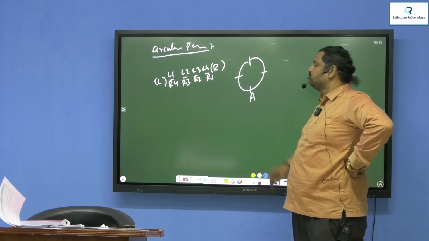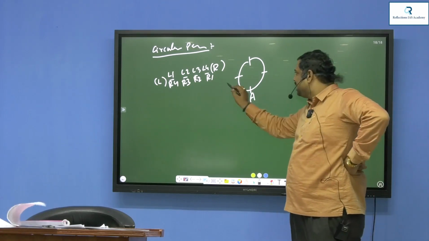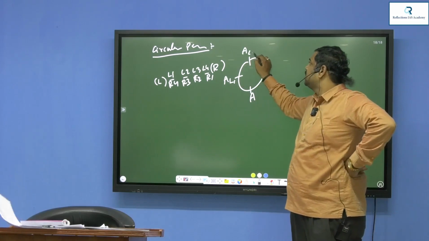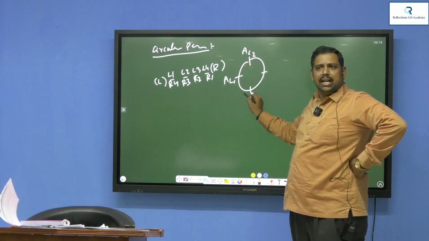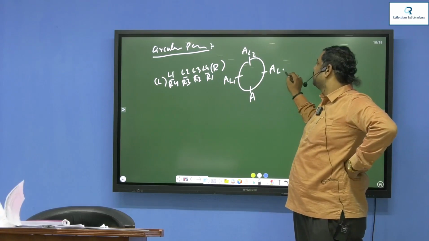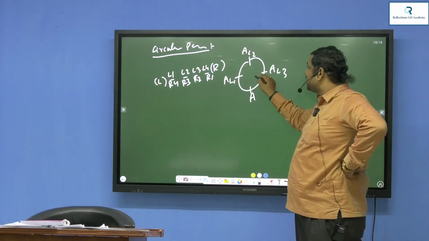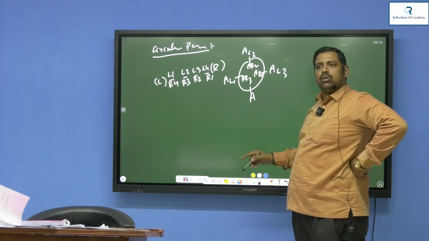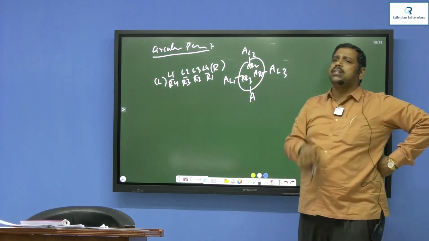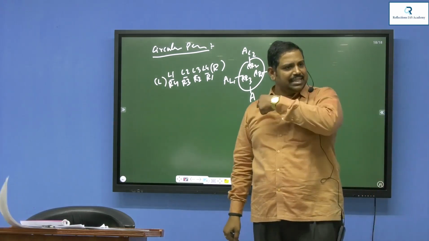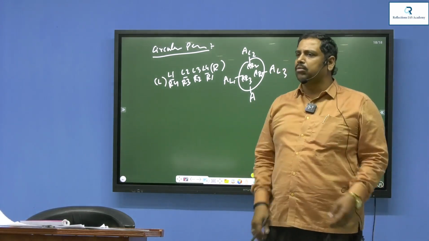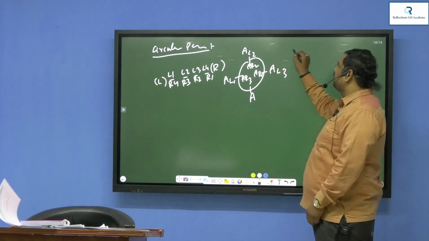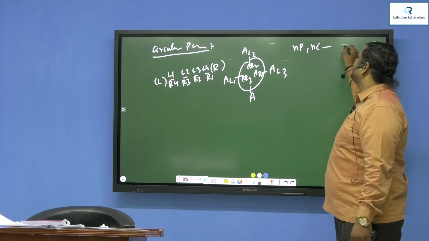Suppose A sat here. A's left side first chair, A's left side second chair, A's left side third chair. A's right side first chair, right side second chair, right side third chair. Yes or no? You got the namings. When did you get the namings here? When one person sat there, then the game started. Yes or no? So now tell me, n persons, n chairs, circular.